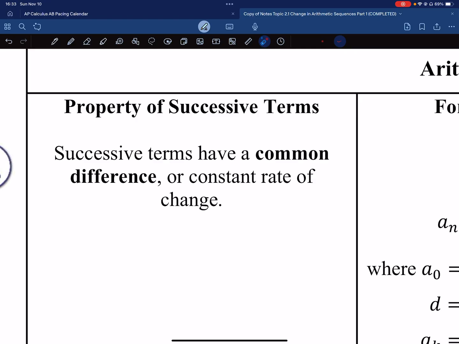So successive terms have a common difference, or a constant rate of change. A common difference is the number that we're going to identify that is adding or subtracting to get the next term in the sequence. So you will add or subtract, or add a negative, to get the next term in the sequence.